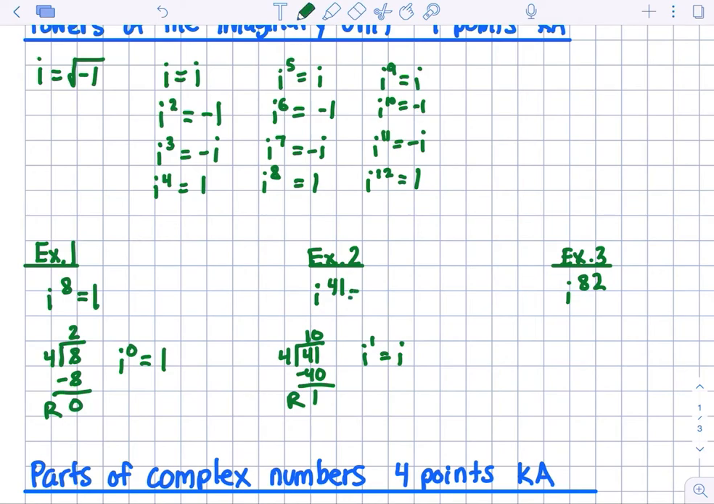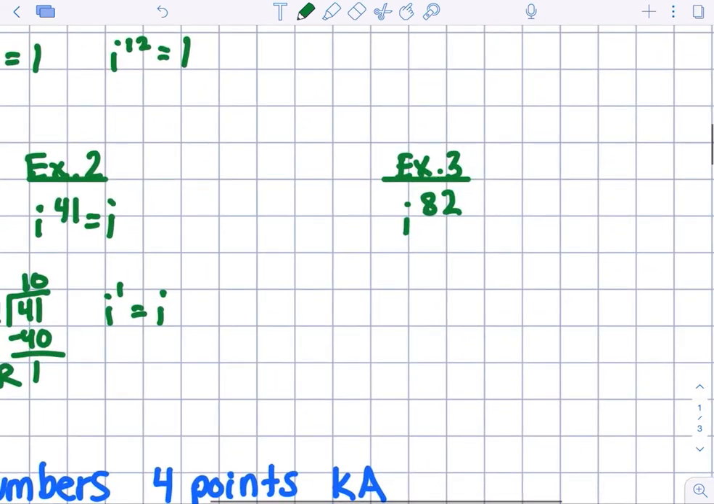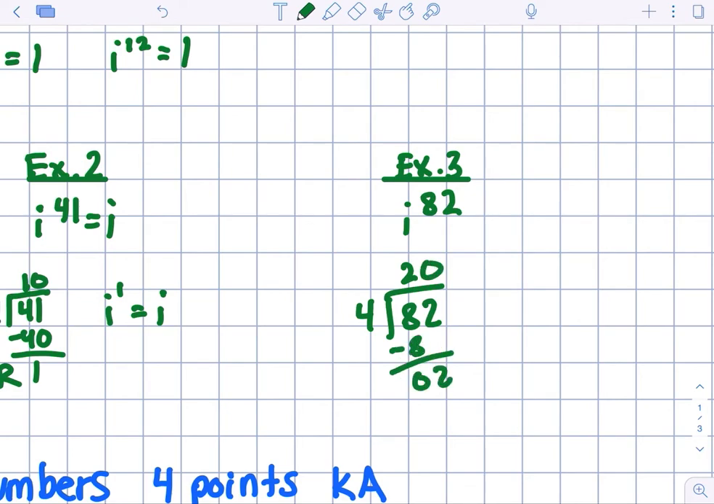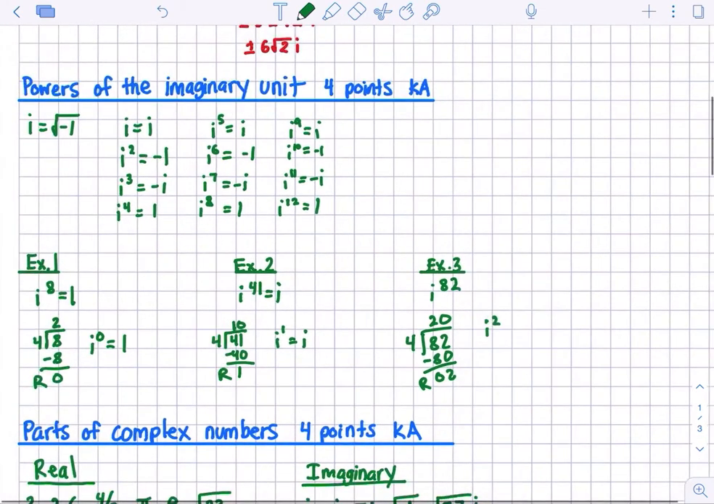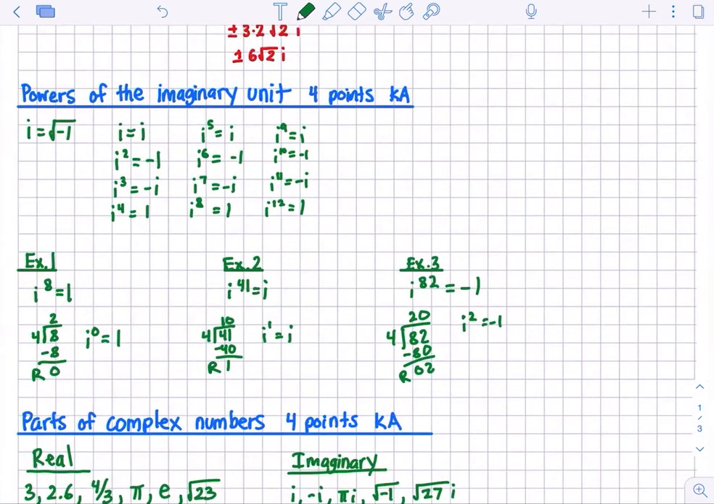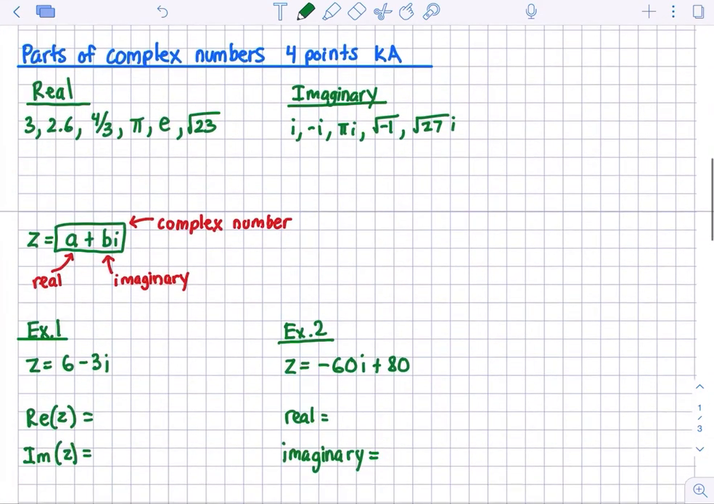So this is just going to equal I. Alright, this one. Okay, how many times does 4 go into 82? 20 times with a remainder of 2. Right? Remainder of 2, so that means we're going to have i to the second, and i to the second, you guys, is just negative 1. So this is going to equal negative 1. So there's number 4. Now we're going to get into this part.